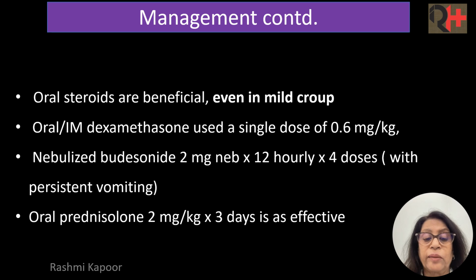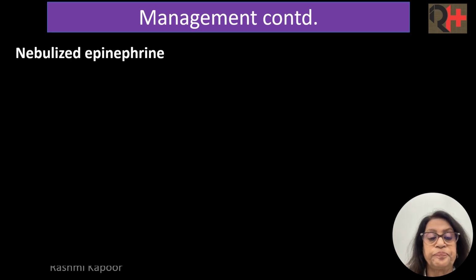Or you can give nebulized budesonide 2 milligram nebulization every 12 hourly for 4 doses if there is persistent vomiting and the child cannot tolerate oral. Or you can also give oral prednisolone 2 milligram per kg for 3 days, which will be as effective as any of the above treatment.